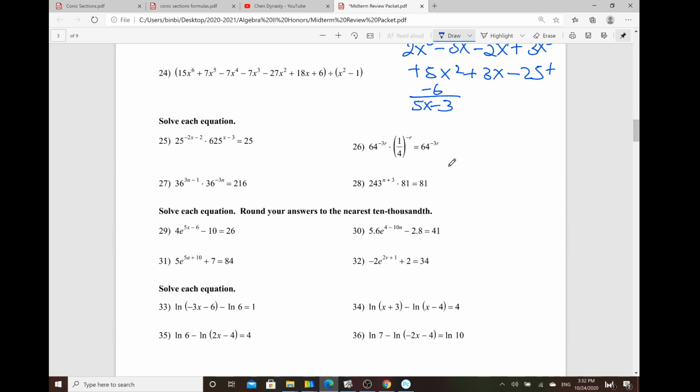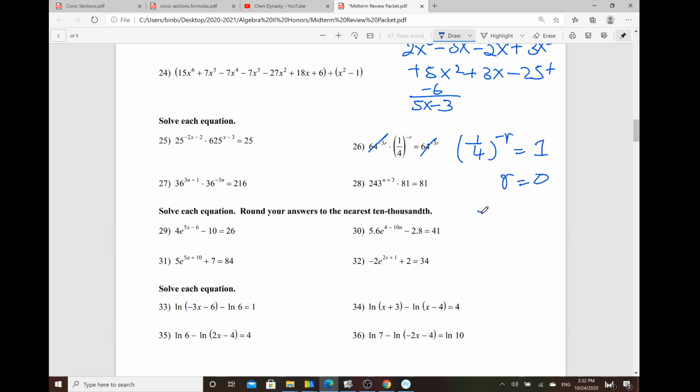So again, this one you want to come up with the common base. The common base here would be 4. Well, basically this one here, the first one is actually quite obvious. So before you come up with the common base, guess what you can do? Cross out that 64 to the power of negative 3r. So we got 1/4 to the power of negative r, so that equals 1. And then you solve for r, so r would be 0.